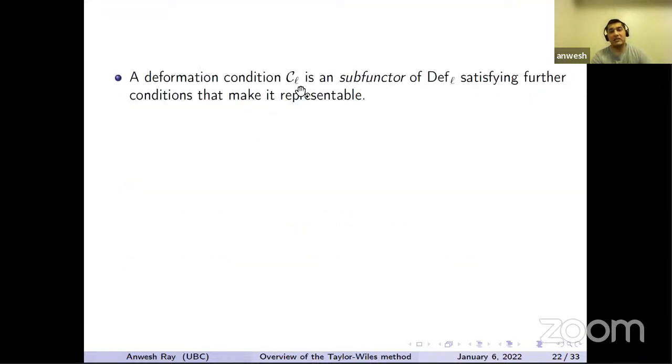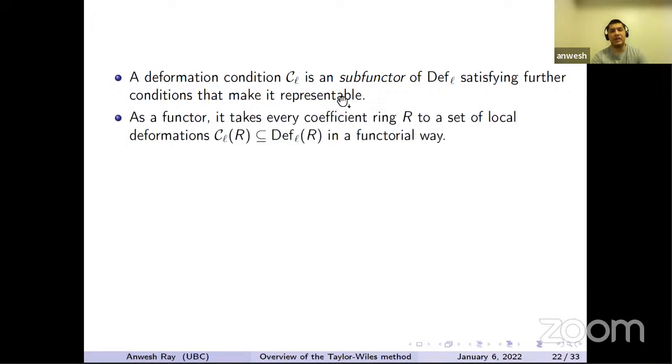And a deformation condition, C sub L, is just a subfunctor of this functor of deformations. So the full functor of deformations is Def of L, and C sub L is just a subfunctor. C sub L has to satisfy some extra conditions in order for it to be representable and relatively representable, but I'm not going to get into those details at this point. What this means is that for every R, we have a subset of Def L of R, well, C_L of R.